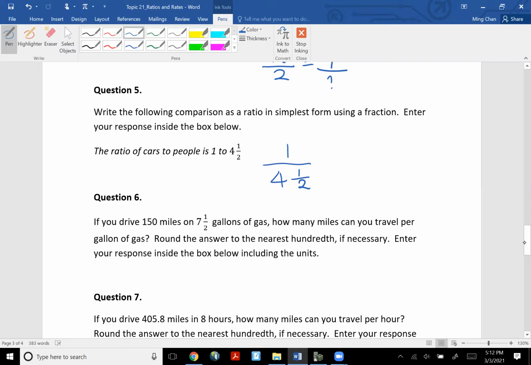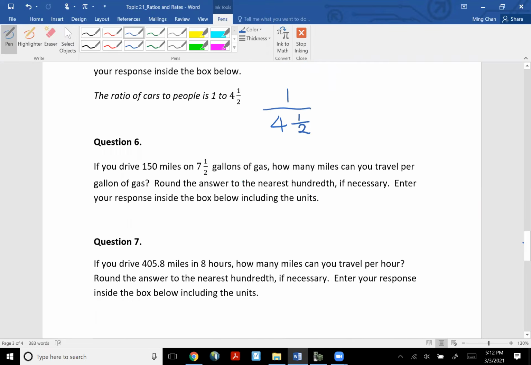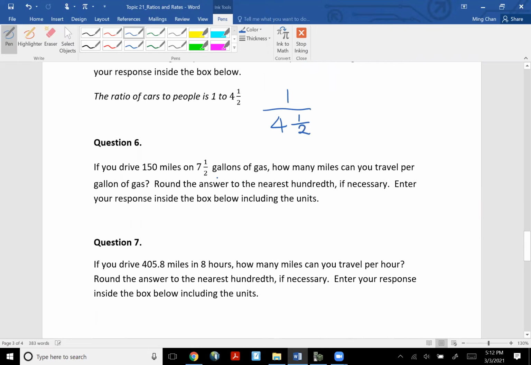The last two examples, questions 6 and 7, are the rate type of problems. So make sure you round correctly and make sure you write your units down. All you have to do here is divide. For half, most people know what half is, right? 0.5. So you can simply type in 150 divided by 7.5, and whatever that answer is will be so many miles per gallon. Very similar for question number 7.